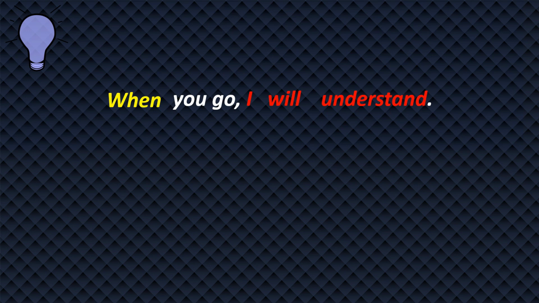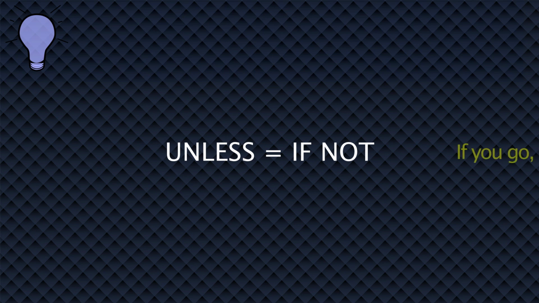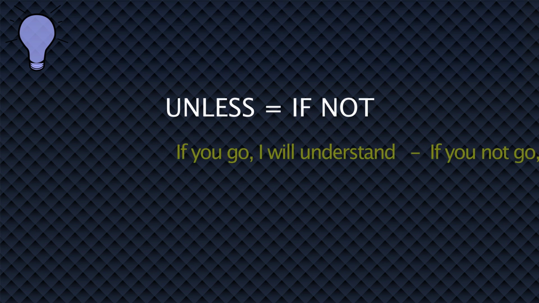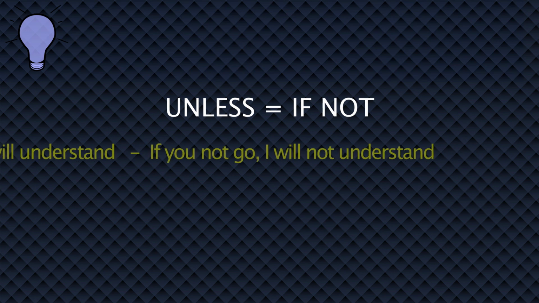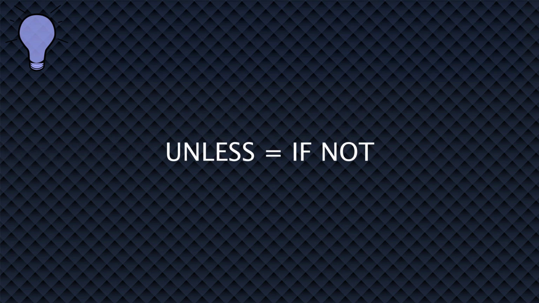But if I say "unless you go," I have to say "I won't understand." So you have the same meaning. Try to remember: unless is like "as if not." For example, if you go, I'll understand. If you do not go, I will not, or I won't, understand. Got it? Cool?